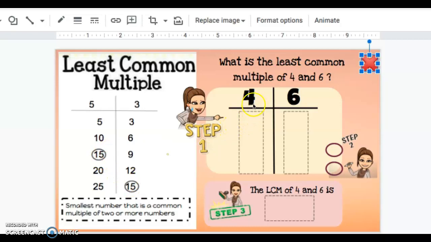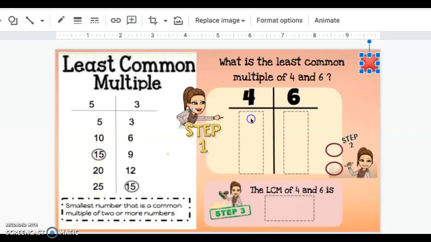So let's look at the question that I'm asking you. What is the least common multiple of 4 and 6? So again, I create my T-chart. It's easiest to create a T-chart because once your list is created, you can see which numbers you have in common, or the smallest number, the least common number they have.